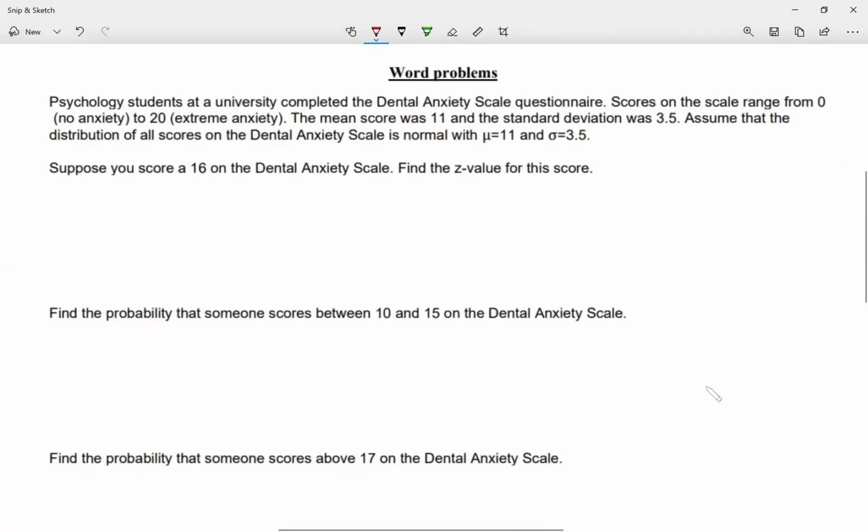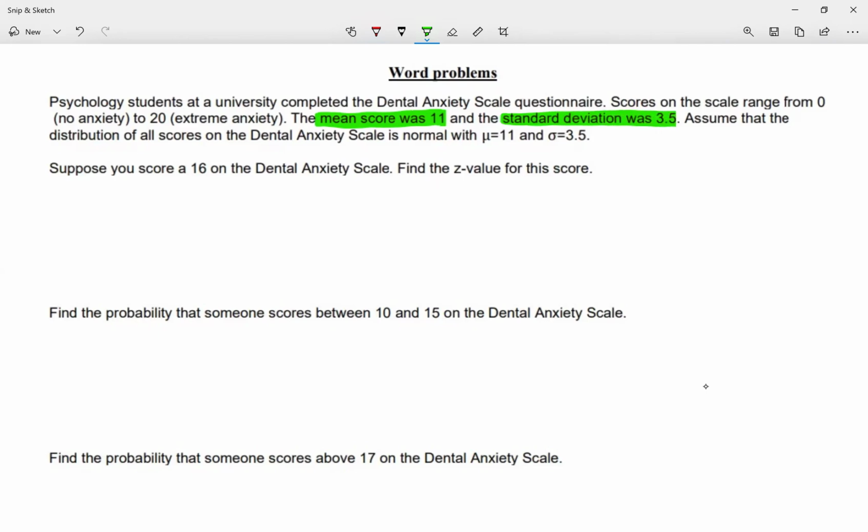Some psychology students at a university completed a dental anxiety scale questionnaire. So far, what I've read on the first question is that there was a survey done. The scores on the scale range from 0, which is no anxiety, to 20, which is extreme anxiety. The mean score was 11. That's something I need to know. So the mean score was 11, and my standard deviation was 3.5.